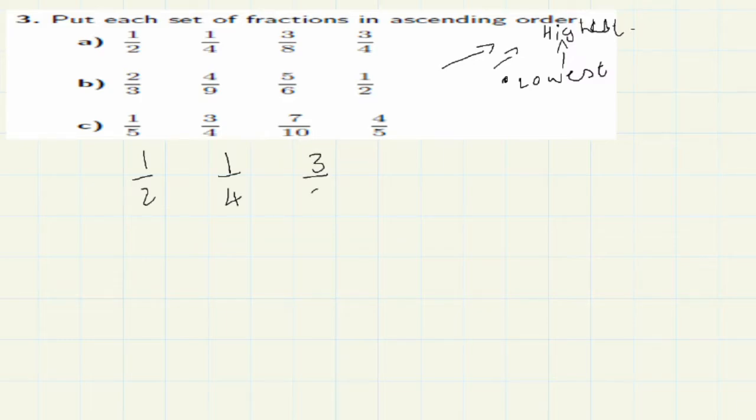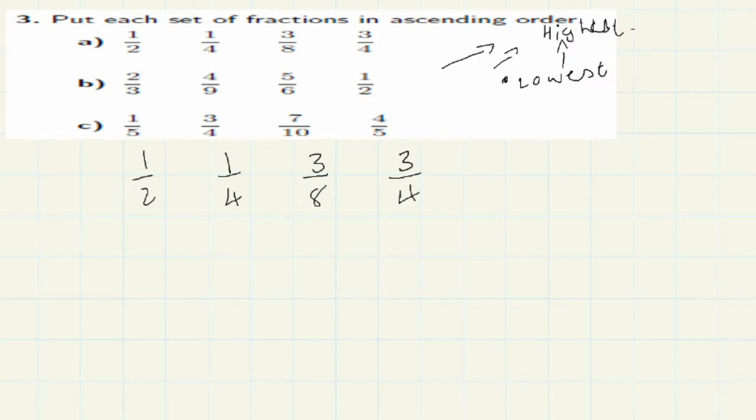In these questions, we're going to be going in ascending order, so from smallest to biggest. I've written out the 4 fractions: 1/2, 1/4, 3/8, and 3/4. You can maybe estimate, but that's all you're doing. You can't just estimate if you want to get 100% clarity of the answer.